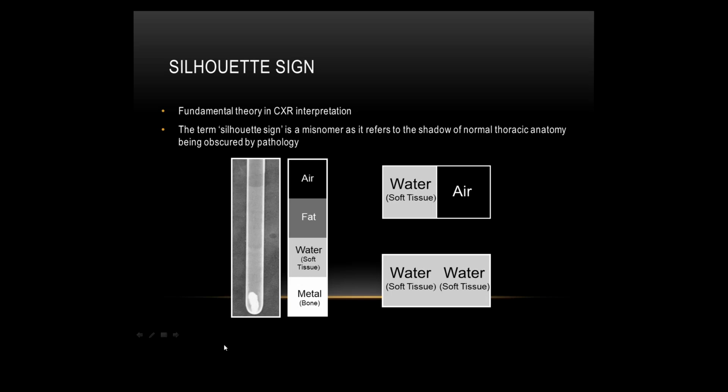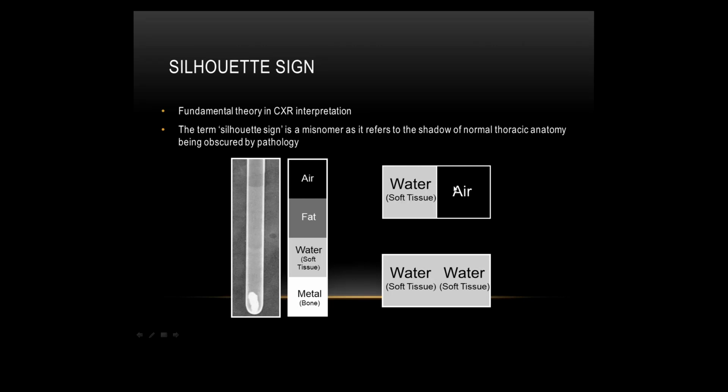So the example here on screen is a test tube, and in the test tube they put a piece of metal, then some water, and you can see the meniscus there. I'm not sure how well that projects on the screens for the online people. Then they put some fat in the test tube, and then the rest of it was just filled with air. Can you see how you can see the different interfaces between the 4?